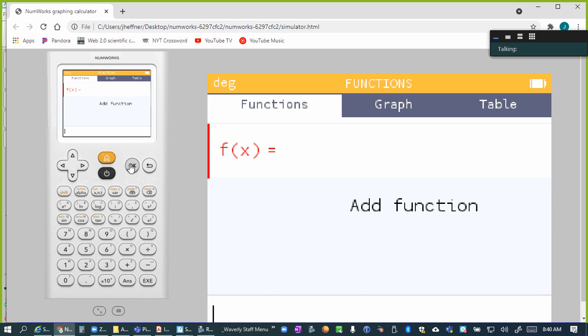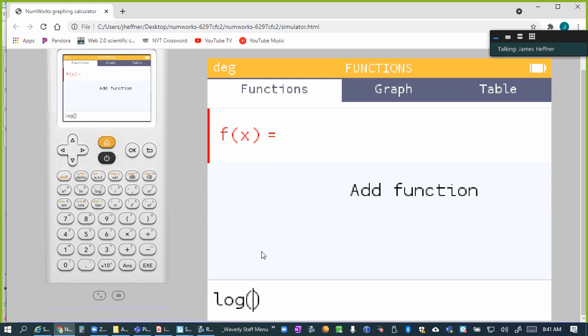Down here, it's hard to see. You see these two buttons here? This one here is the natural log. We'll get to that a little bit later. And this is our log base 10, the common log. This calculator only does base 10. So we're going to do log, and we're assuming it's base 10, of x. Hit OK.